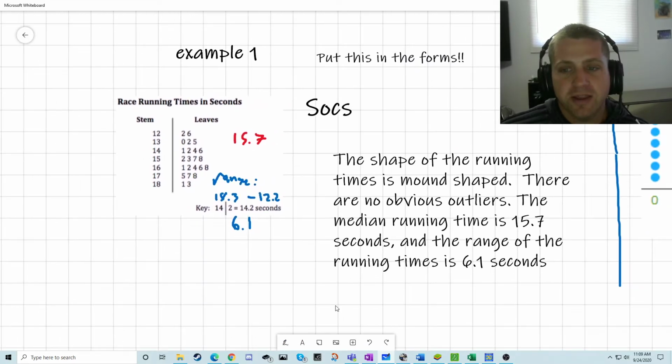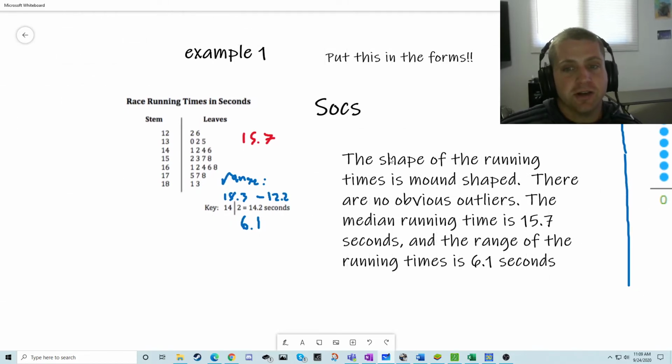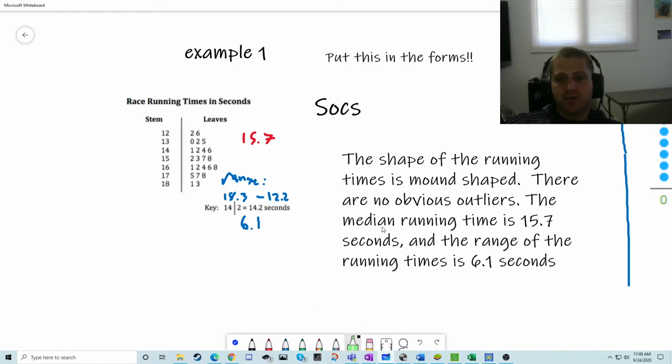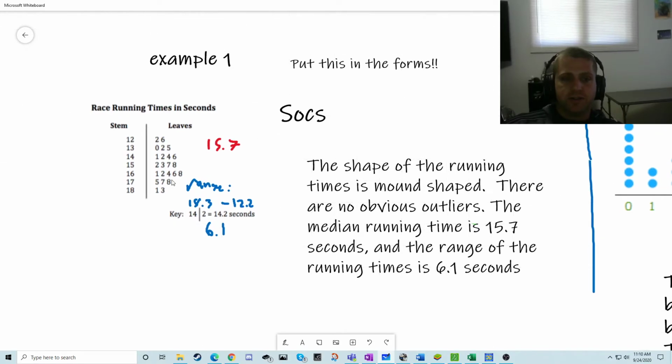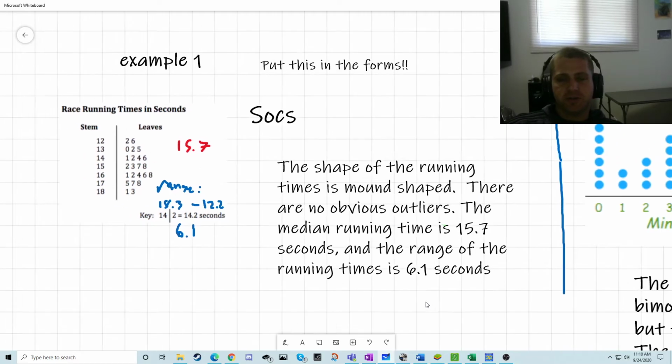So the way I would write this, notice I addressed context and all four things. Shape: the shape of the running times is mound shaped. There are no obvious outliers. Median running time is 15.7 seconds. Check it out, context: talked about running times, talked about seconds. It's a big deal. The range of the running times is 6.1 seconds. You actually will get marked off if you don't use context. The AP test will do the same thing. So this is a description of this mound-shaped distribution for stem and leaf plots.